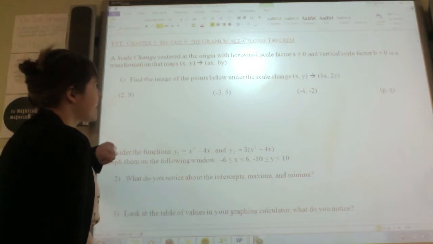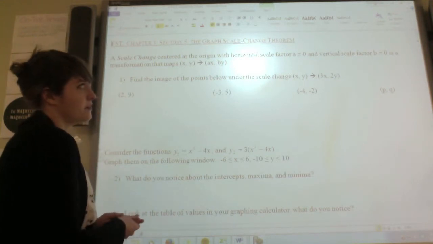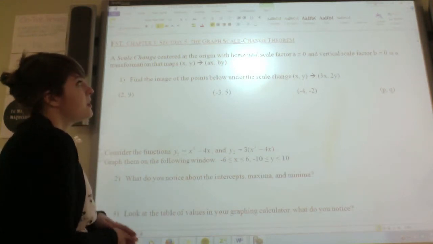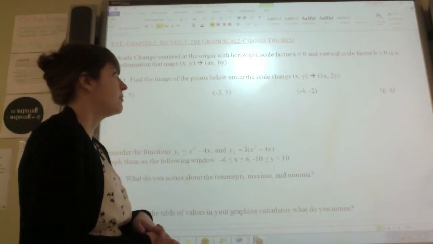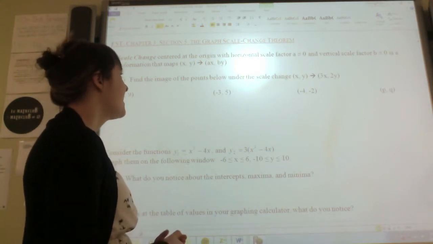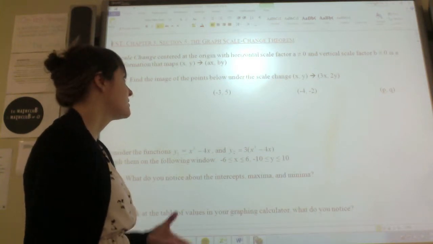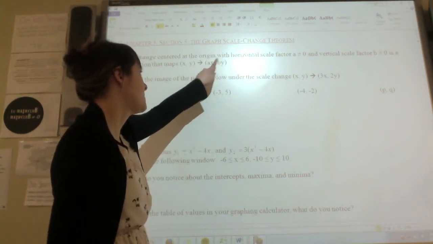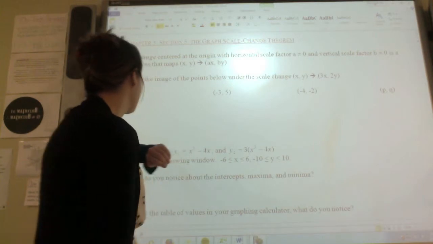So a scale change centered at the origin with a horizontal scale factor a not equal to 0 and a vertical scale factor b not equal to 0 is a transformation that maps (x, y) onto (ax, by). So essentially what I'm doing is multiplying x by something and multiplying y by something.